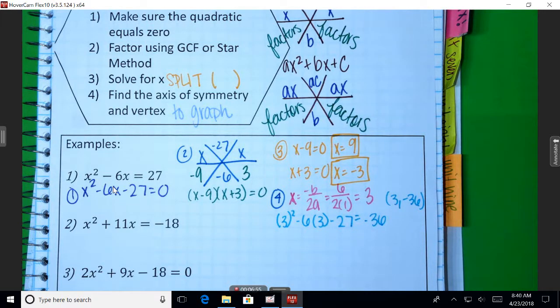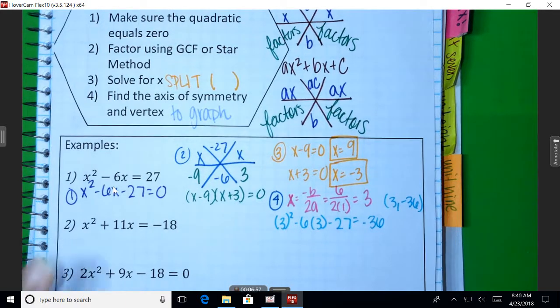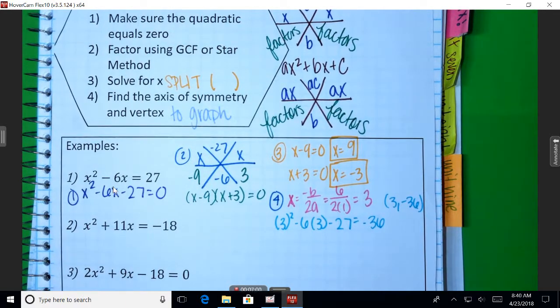So do you think you could follow those steps and do number 2? Or do you want to do one more together? One more together? Okay.